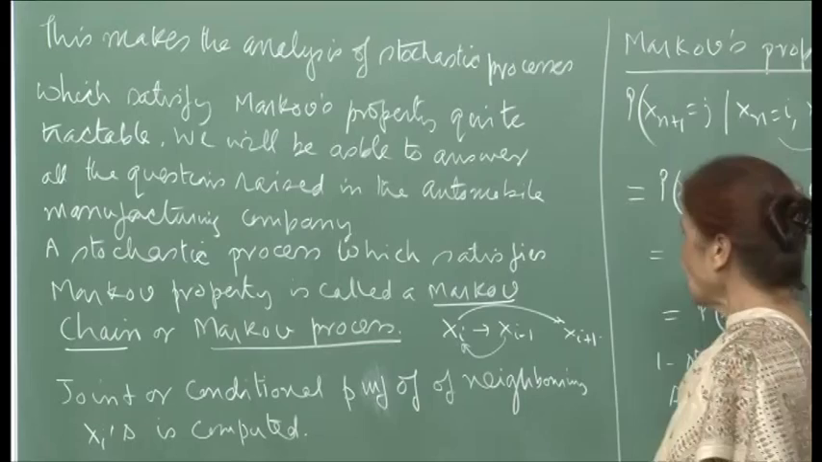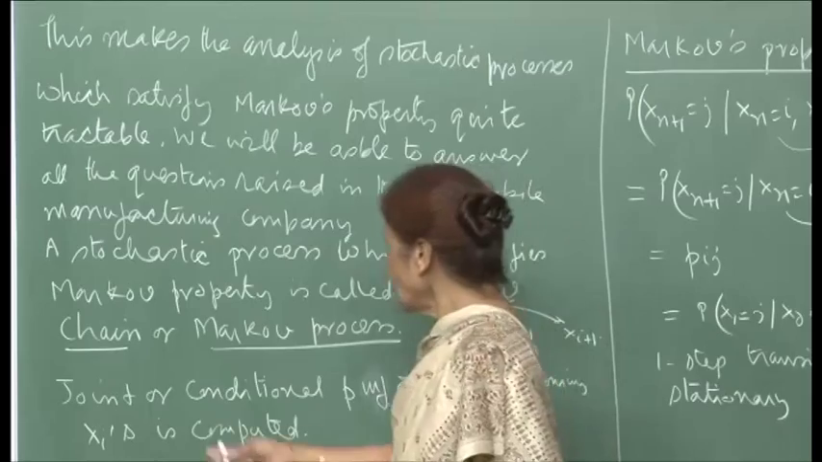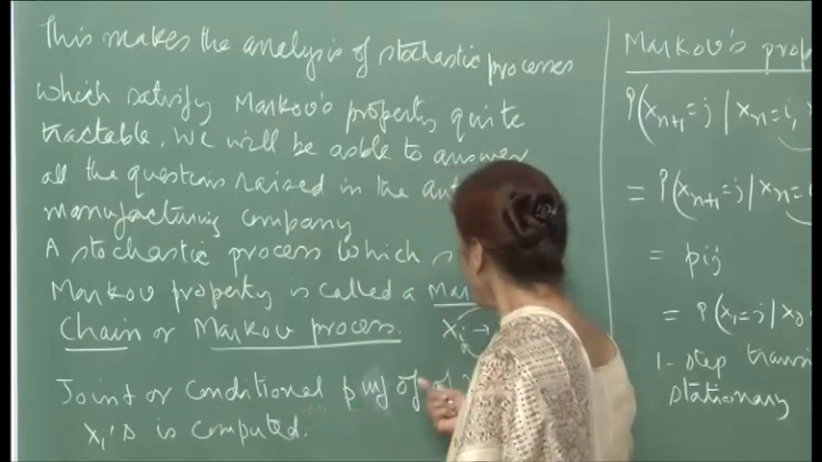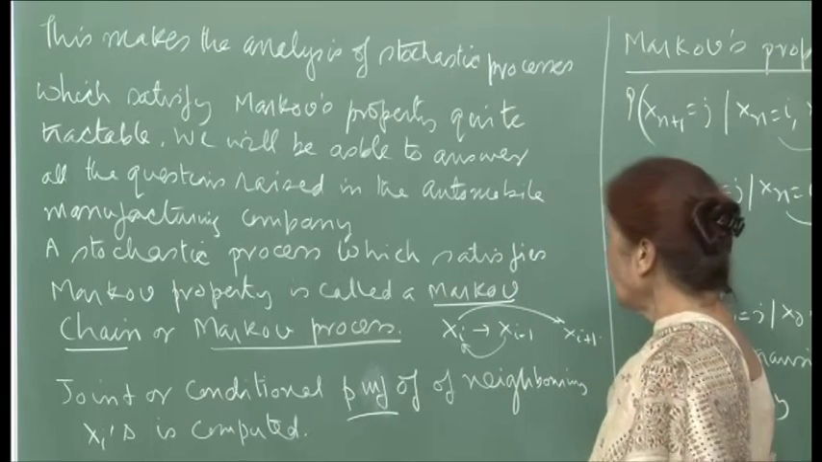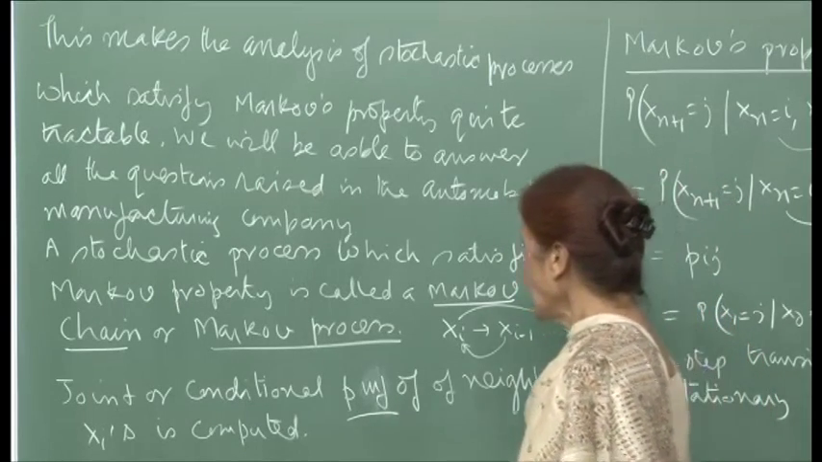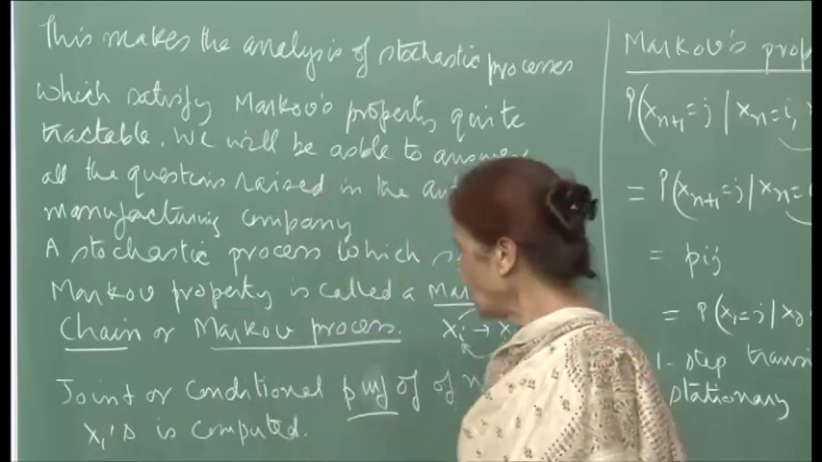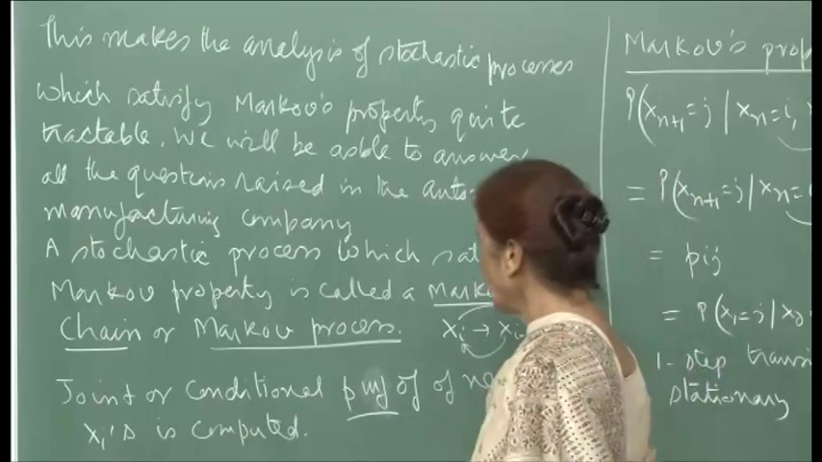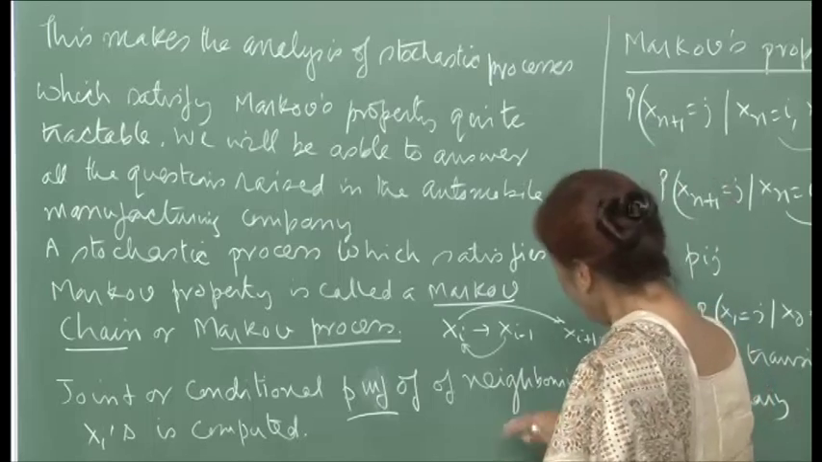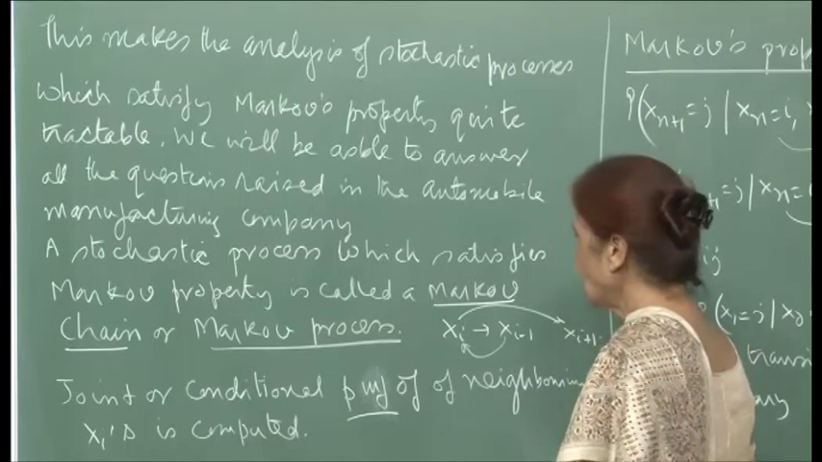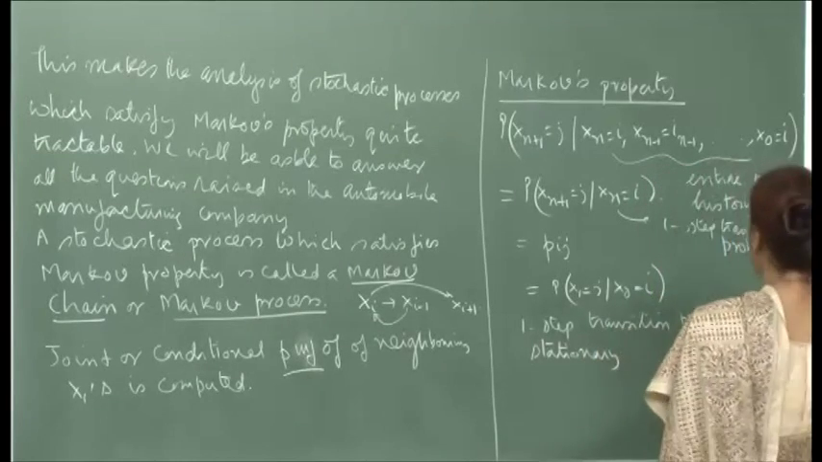So, now what happens is that with the Markov property being satisfied by a process, we just need to compute the joint or the conditional probability mass function. Remember, I am talking about discrete processes. So, a joint or conditional PMF of neighboring xi's is computed. So, it simplifies, and when you have two variables, you can very easily compute the joint or the conditional PMF of two variables. And so, with that we are then able to analyze the process over the long term.